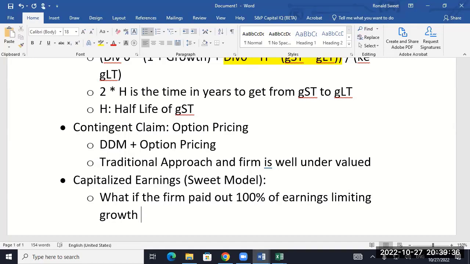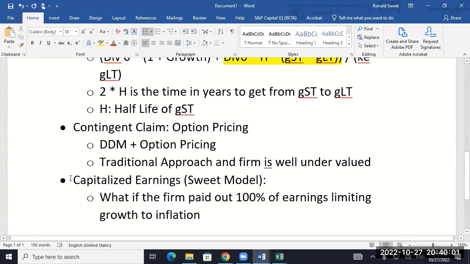So let's say you have this firm, maybe they're paying out 40% of earnings. What if they paid out 100% of earnings? Why does it limit growth to? Well, according to the sustainable growth model, it limits growth to 0, but I'm going to say it limits growth to inflation. My thought there is their revenues grow with inflation, their costs grow with inflation, their earnings grow with inflation.